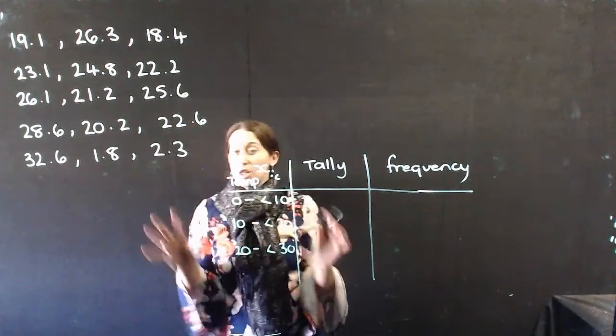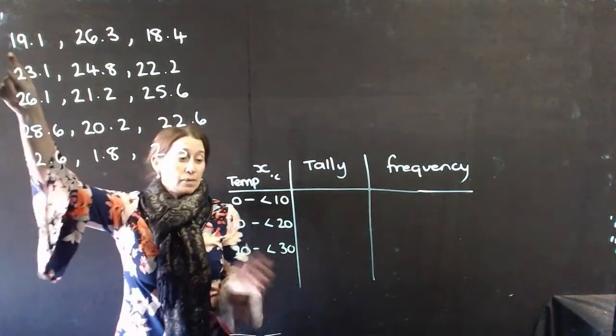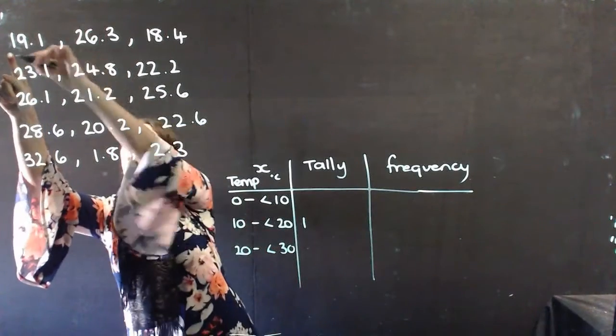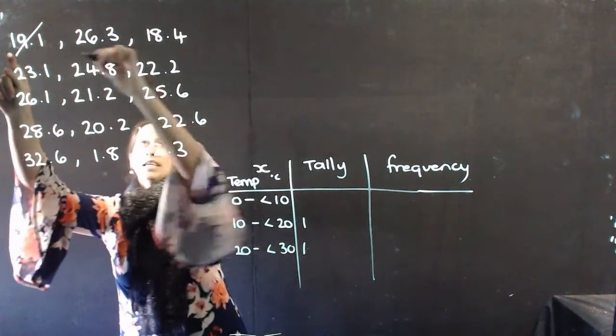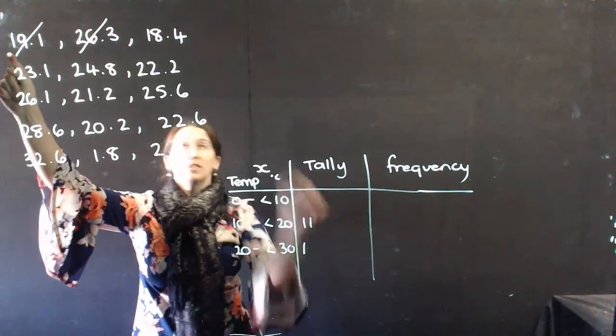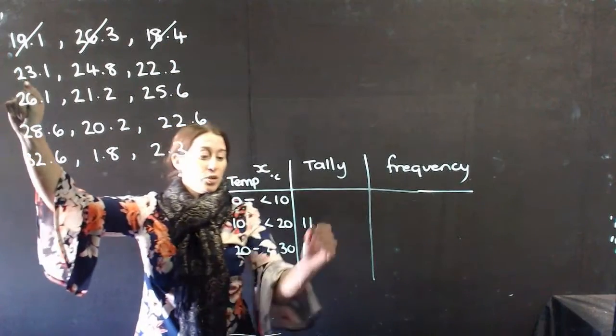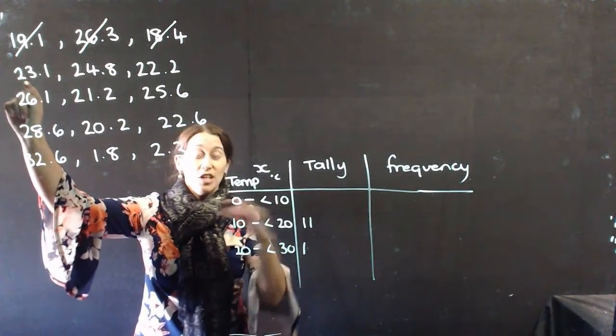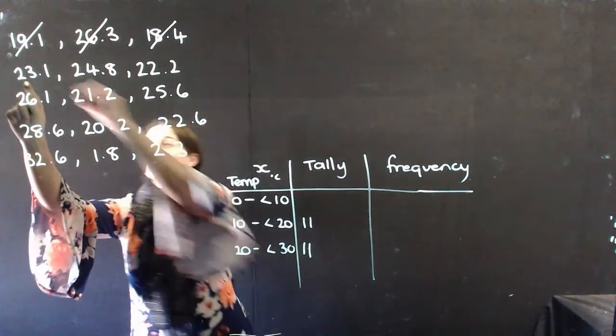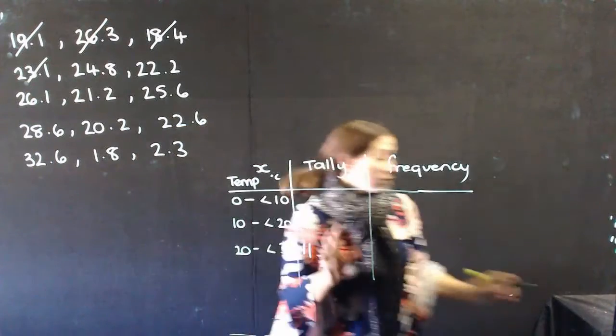All right, so now I'm just going to go through and do the same thing. So 19.1 belongs in here. 26.3 belongs in here. 18.4 belongs here, and so on, 23.1. And again, I'm going to stop the video and then you'll have the whole thing completed, like so. So you just continue to fill it in.